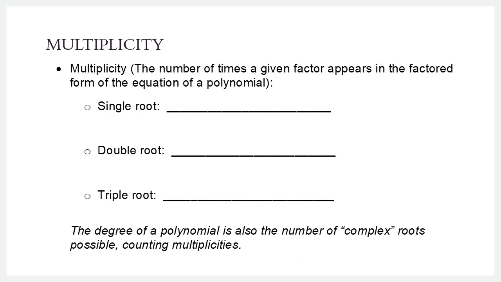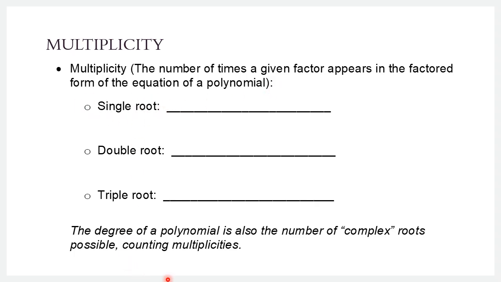Now, multiplicity. As you noticed in part 1, we had factors that had powers on them, right? What that is called is multiplicity. So the multiplicity is the number of times a given factor appears in the factored form of the equation of a polynomial. That is its multiplicity, okay? When there is not a number, that's called a single root.